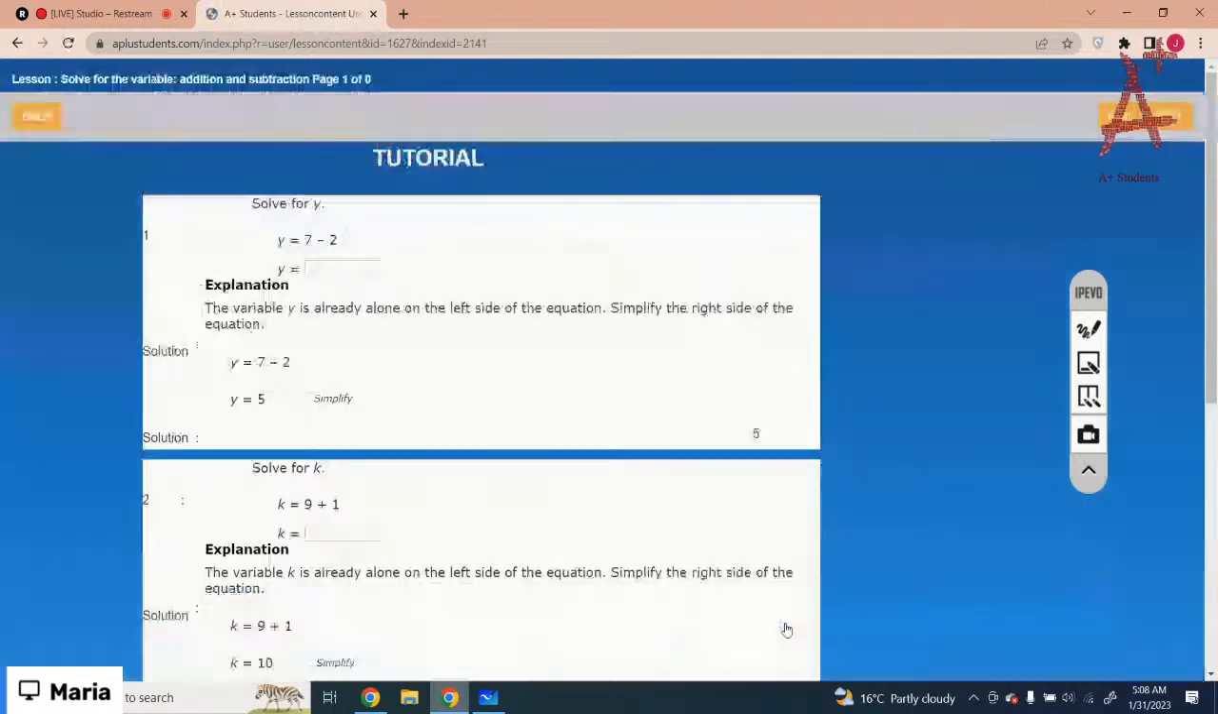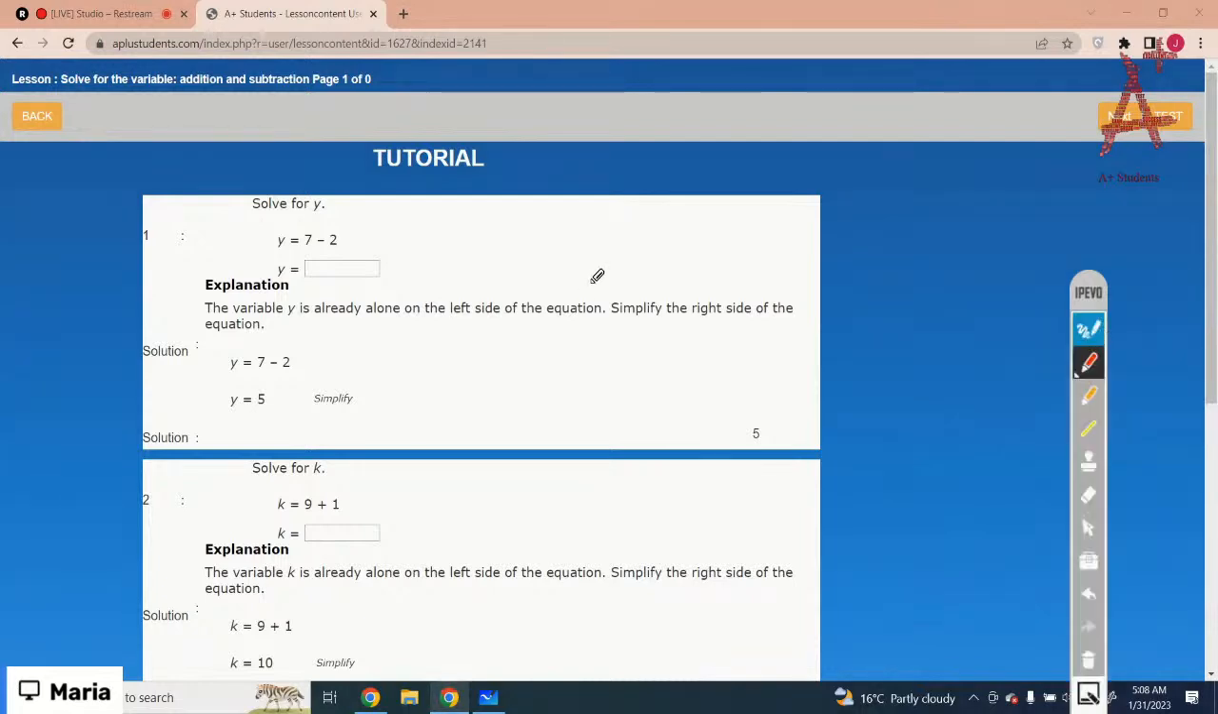So let's start with the next lesson. Okay, solve for y. You're given an equation, and you have to solve this equation for y. You have to find the value of y. Got it? So just look at the equation: y equals 7 minus 2. Y is already isolated. Isolated means it is alone on the left hand side. Got it?